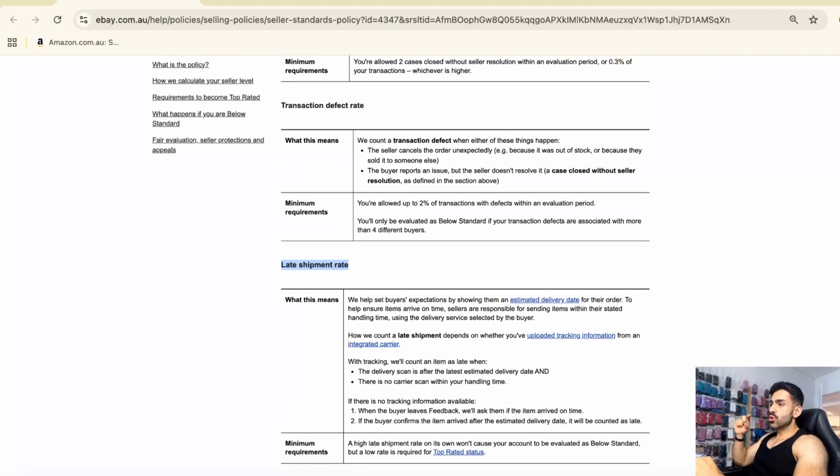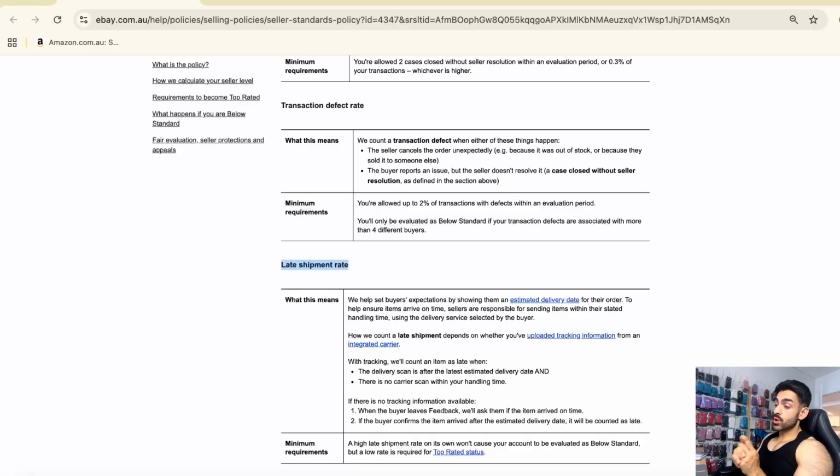So you've got around 3 defect rates. I'm not talking about item not received cases. By the way, item not received cases, late shipment cases and item not as described cases fall under your service metrics. They are evaluated again. Do not take item not received cases lightly. They're one of the very, very important ones.